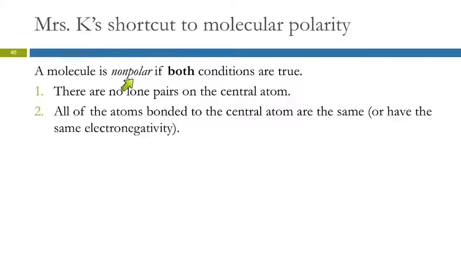So a molecule is nonpolar if both of these conditions are true. No lone pairs on the central atom, and all the atoms that are bonded to the central atom are either the same, or at least they have the same electronegativity. The no lone pairs means that all those polar bonds are distributed evenly around the central atom. So when we have pulling on electrons, it's going to be symmetrical. The atoms being the same or having the same electronegativity would mean that the vectors have equal magnitude, and so they could add up to 0. If one of these is not true, the molecule is going to be polar.